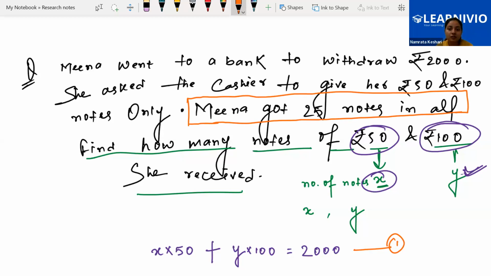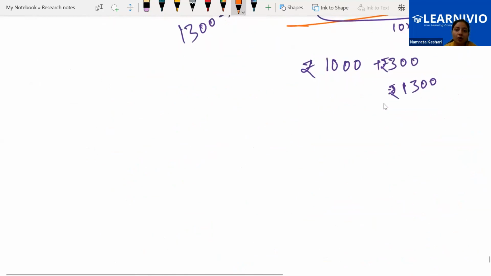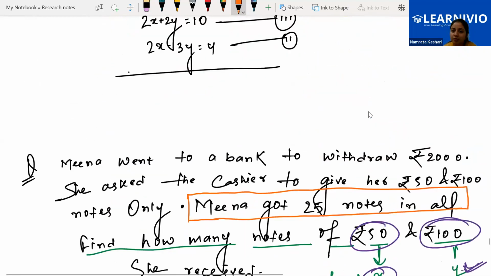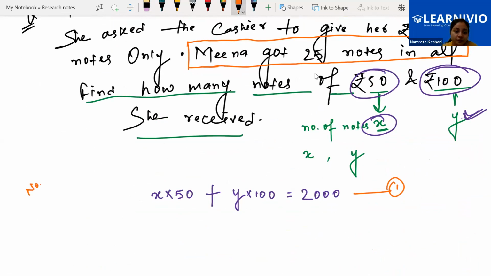25x plus y is equal to 2000. There are 25 notes in all. Number of notes are 25 in all. Yes, Ziana, do you want to say anything before I start explaining? Ma'am, it will be like 25 in bracket x plus y is equal to 2000. Now we will not use 2000. Ma'am, number of notes, is it x plus y equals 25?